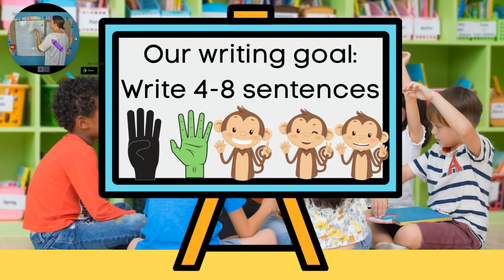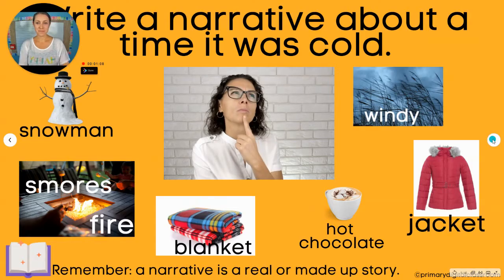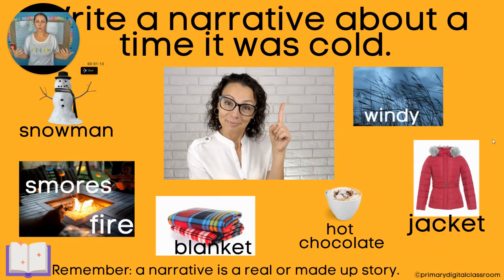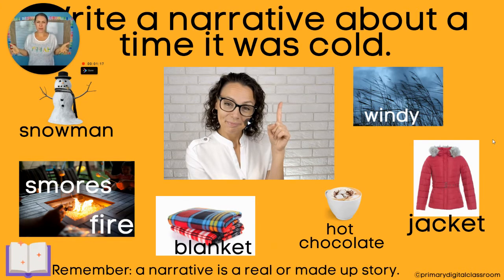So I'm going to come up with maybe 7 sentences for today. I'm going to write it on my paper, and I'm going to circle it to help me remember. All right, so we're writing a narrative. A narrative is a story about a time that was cold. So I want you to think about a time it was cold. What were some of the things that were there? Was it windy? Did you need a jacket? Did you need some hot chocolate to be able to drink after?